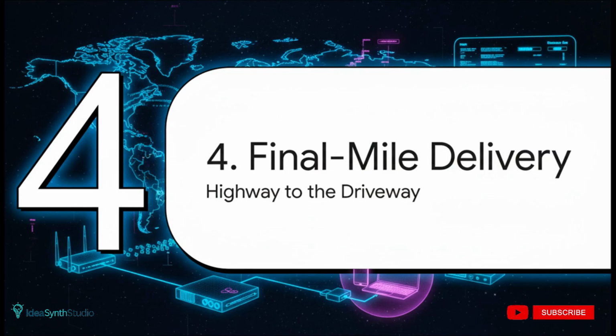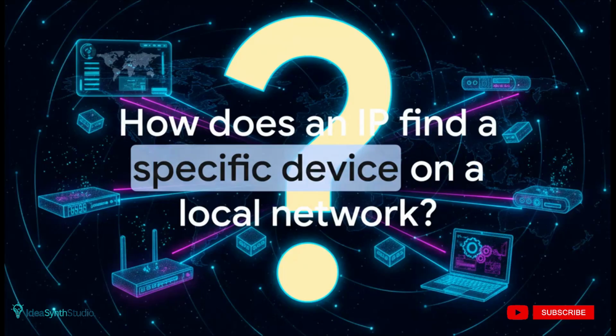So our packet has crossed oceans and continents, hopping from router to router on the internet's superhighway. But now it has to make what we call the final mile delivery. It's reached the right local network, but it still has to find the one specific device, your laptop, your phone, out of all the others. And this brings up a really cool problem. An IP address gets the packet to your local network, like your home Wi-Fi. But how does it pinpoint your laptop among all the other phones, TVs, and tablets connected to that same router?